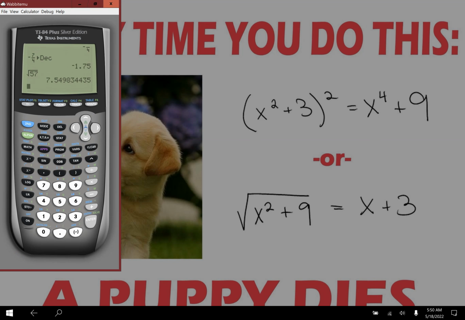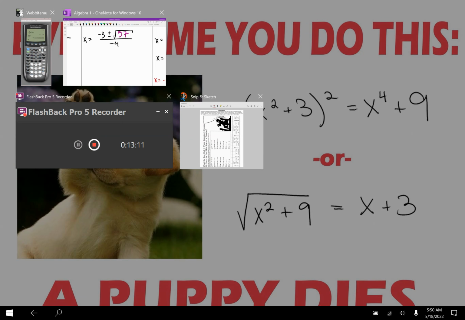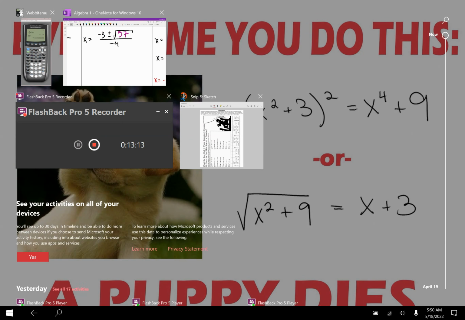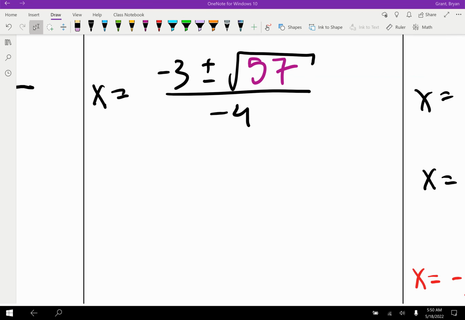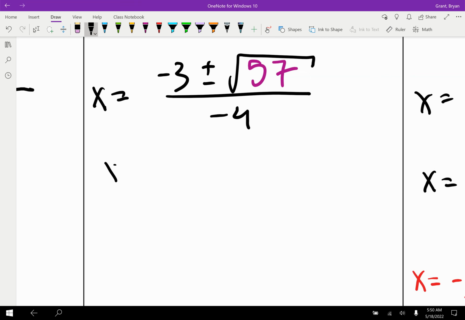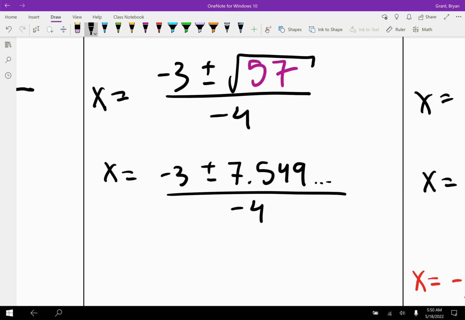7.5498 blah blah blah blah blah. So I'm going to write 7.549. 7.549, I can remember this, 7.549. So we have x equals -3 plus minus 7.549 all over -4. And see, I was right. The answer was somewhere in between 7 and 8.